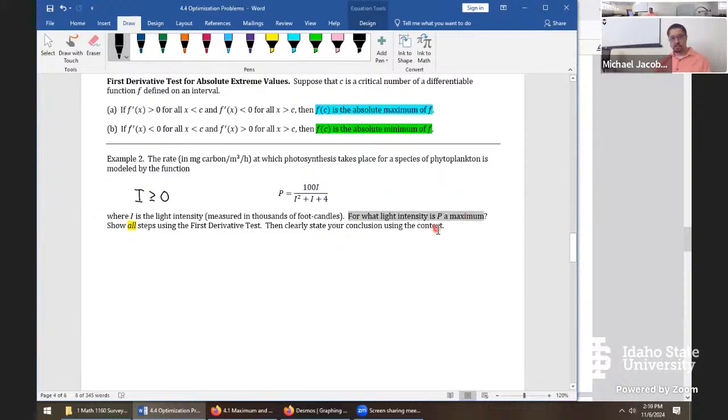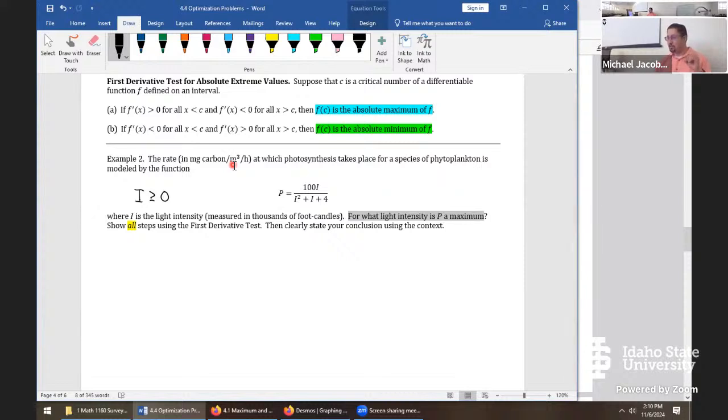So you can imagine the scenario here. Maybe you're a manager of some kind. You're working in producing this. This is the rate of photosynthesis taking place, and your goal is to maximize that outcome. So you need to know when to turn the lights on.